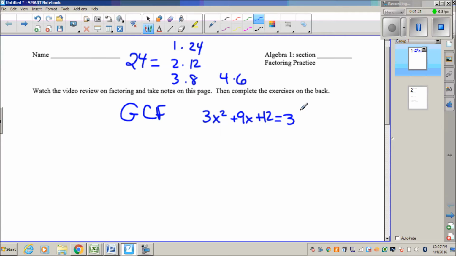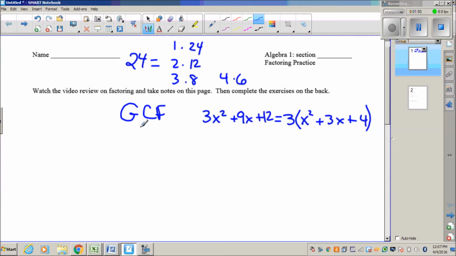So the first thing you would do is divide the 3 out of each term. 3x squared divided by 3 is x squared, plus 9x divided by 3 is 3x, plus 12 divided by 3 is 4. And you know you've done this correctly if you multiply the 3 through to each term again, you get what you started with. So the first thing you always want to look for is the greatest common factor in a polynomial.